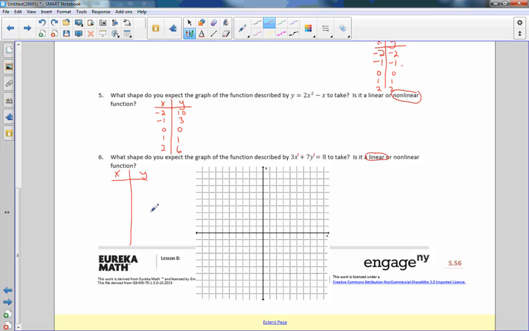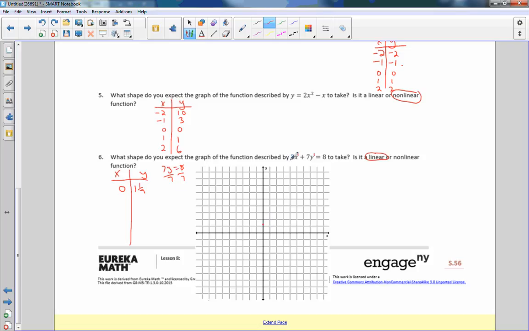So if I plug in 0 first, that'll make my life really easy. 3 times 0 is 0, so 7y equals 8. This is in standard form, so how about we just do x-intercept, y-intercept? Let's find out what y is when x is 0. Well, when x is 0, 7y equals 8. Divide by 7, divide by 7, and y is 1 1/7, or 8/7. So that's 0, up 1, and a teeny little bit more.